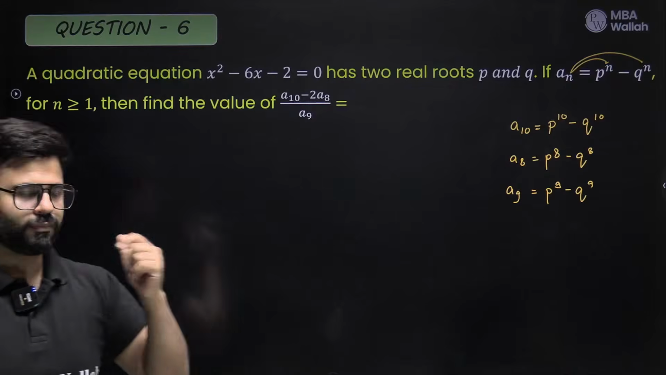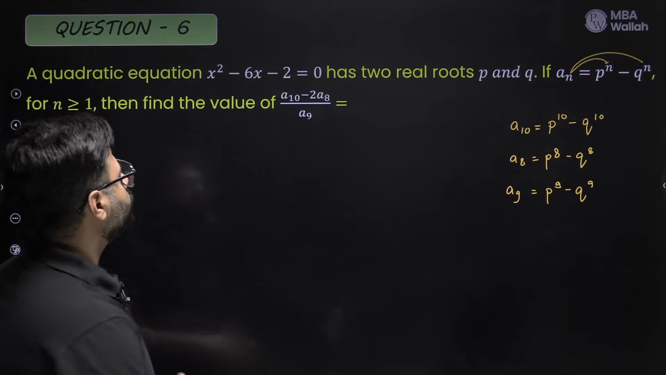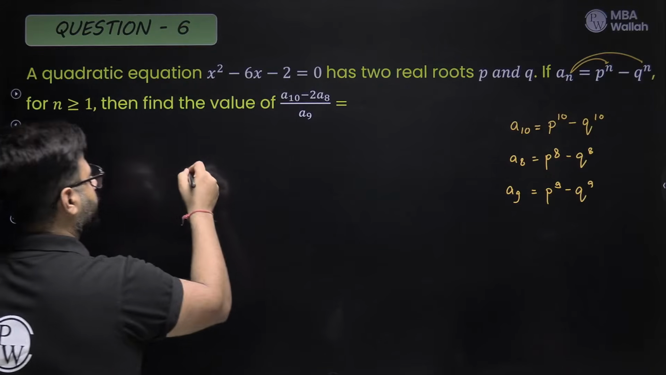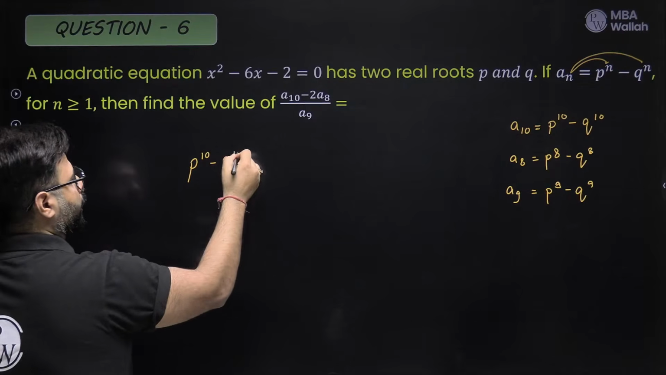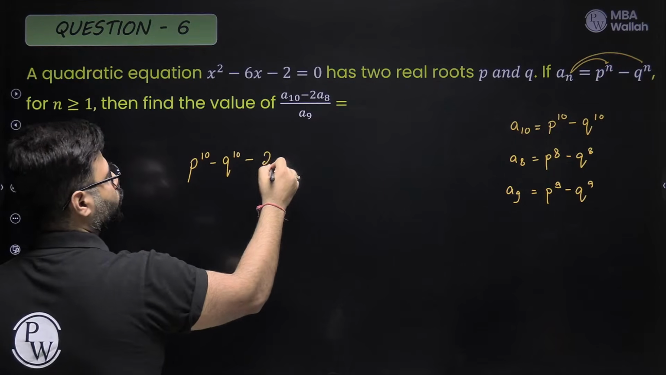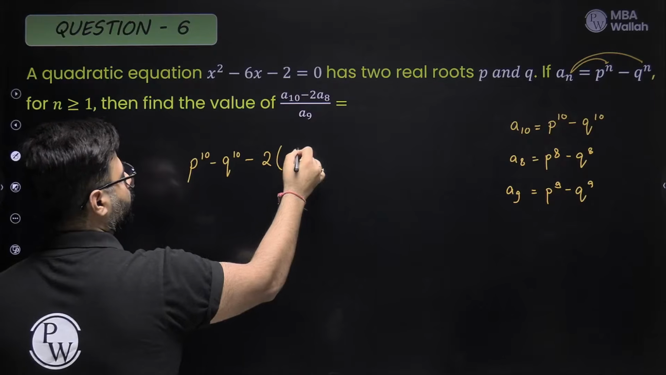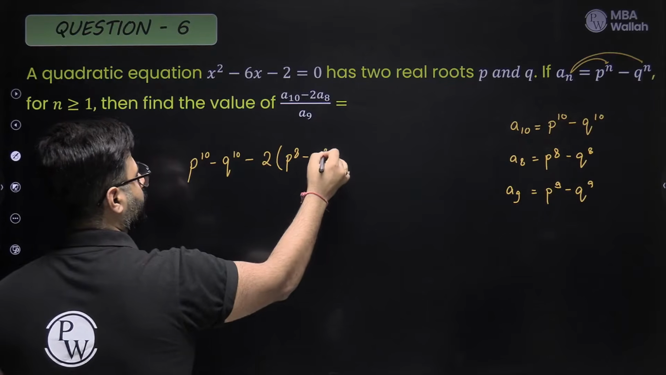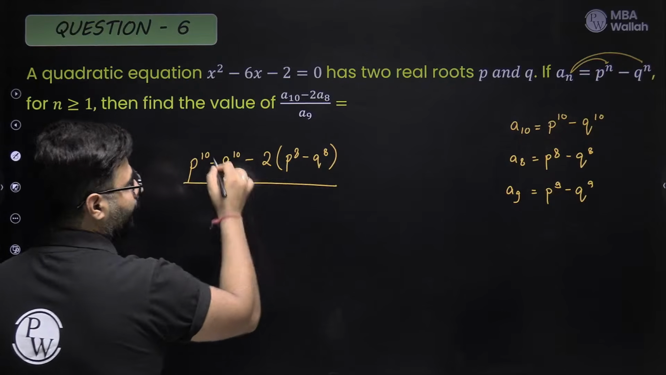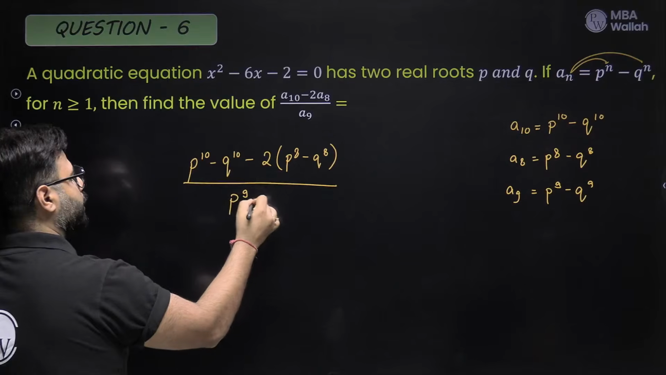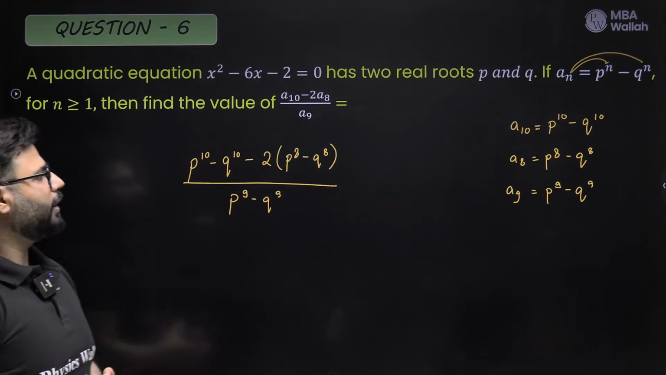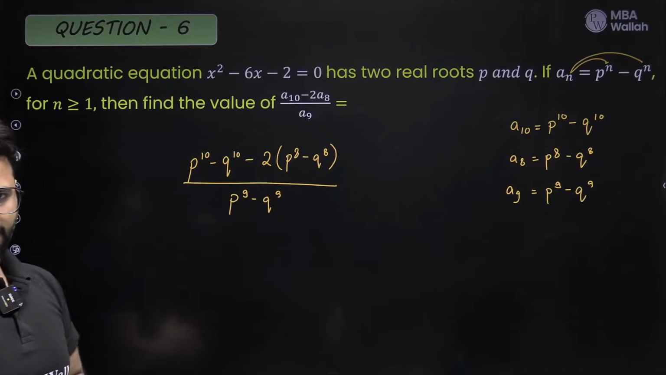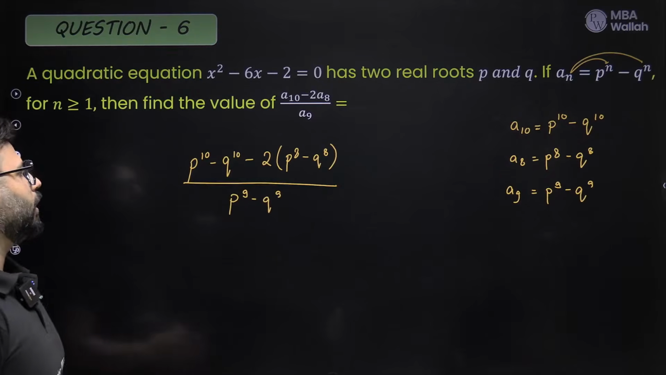That means perfect. So this is something which we need to find out, that is p to the power 10 minus q to the power 10, a10, minus twice of p to the power 8 minus q to the power 8 upon a9, that's p9 minus q9. How to solve this? Definitely there has to be something. Yes, absolutely.